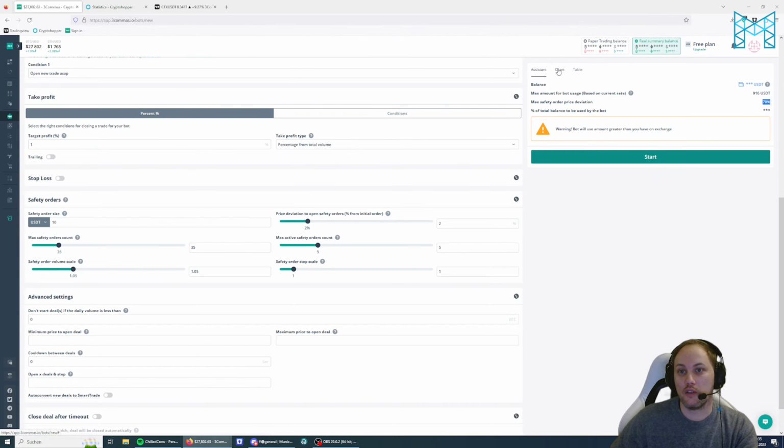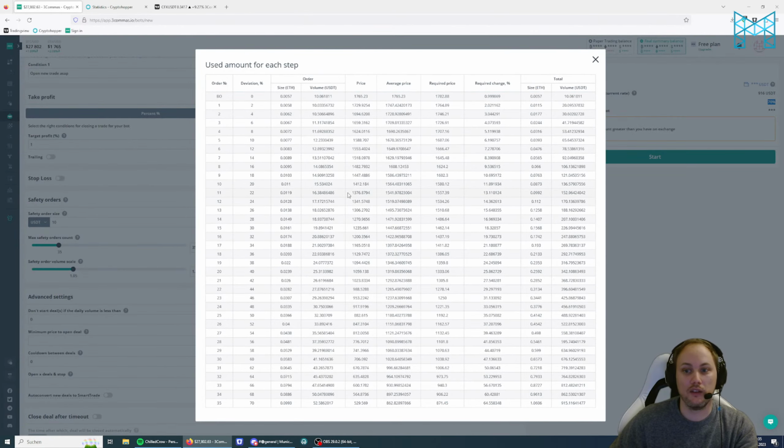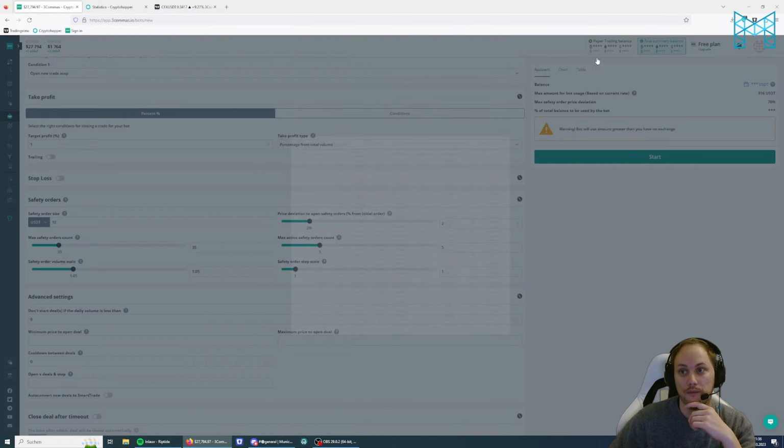You can also open the table, and then you see exactly how big every safety order is. So we have the base order, the first one, and it gives you an example. We are currently at a price of blah, blah, blah. Then it's dropping down, and you see your average price in comparison, what it needs to reach, for example, at the 25 base order to get out of the position. And also the required change, which gets really high if you, of course, keep dropping down.